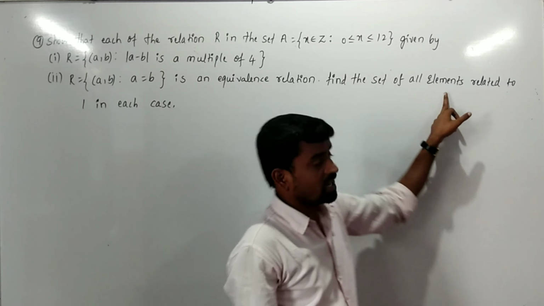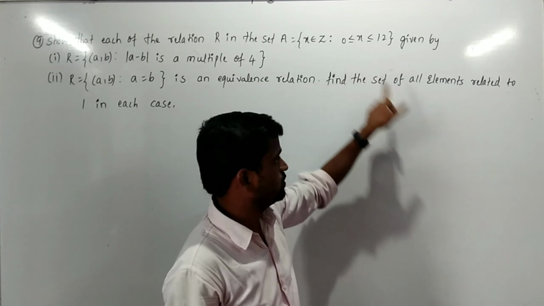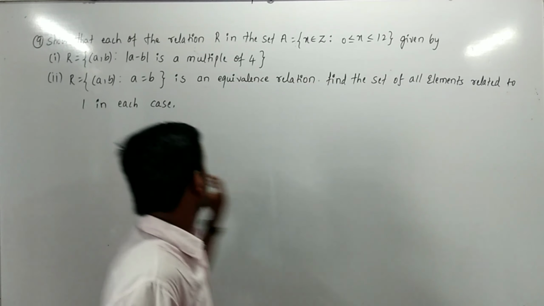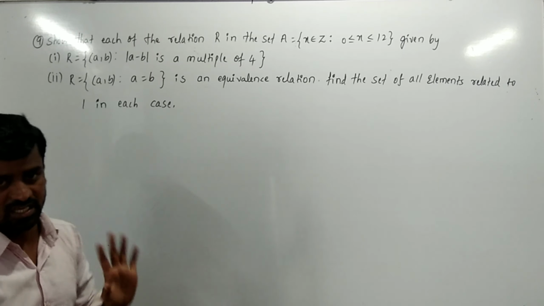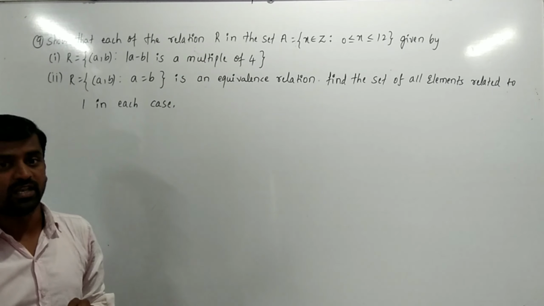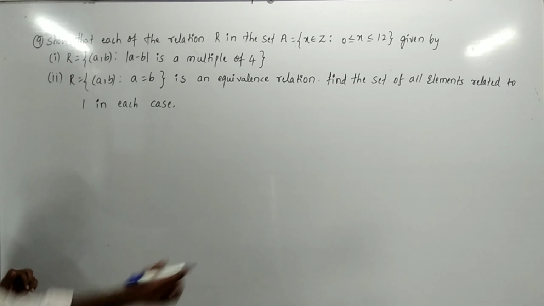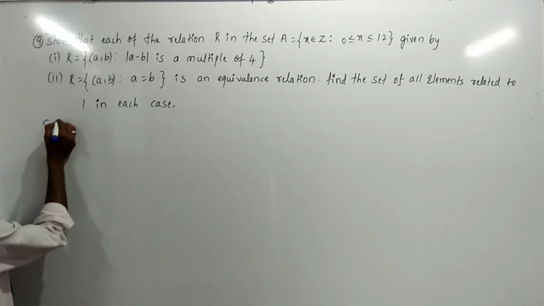Next, one more question. Find the set of all elements, that is, the elements 0 to 12 related to 1 in each case. How are they related to the given elements of set A? We'll see one by one. Solution.